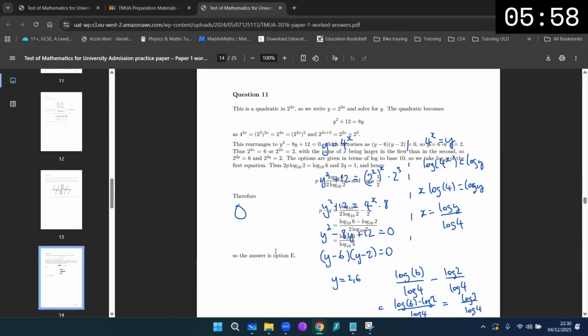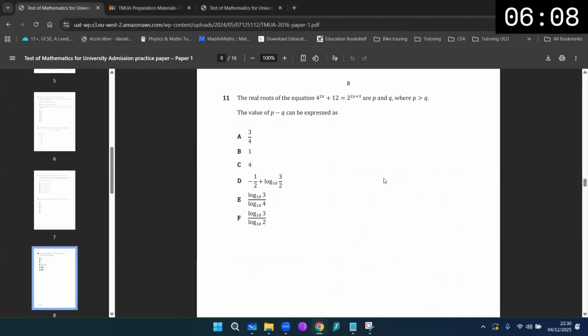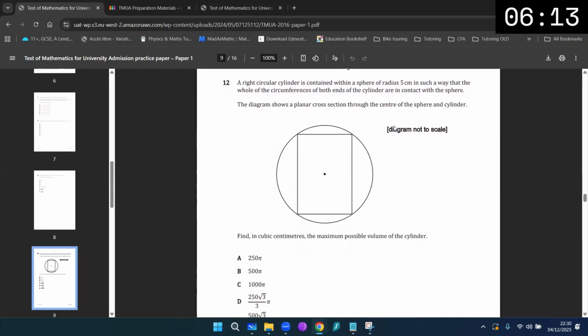Yeah, cool. That was a bit... yeah, okay, option E, log 3 over log 4. Yeah, that was a bit crazy. That really took me by surprise, this log base 10 thing. A little bit nuts. All right.